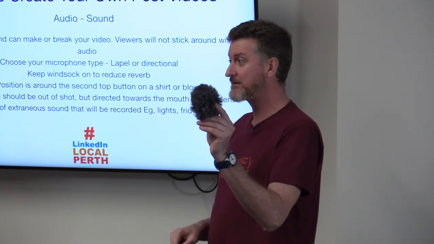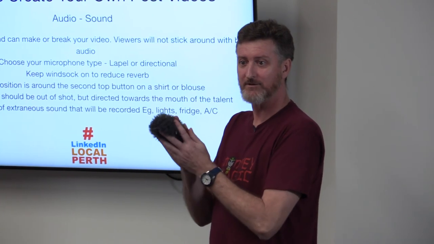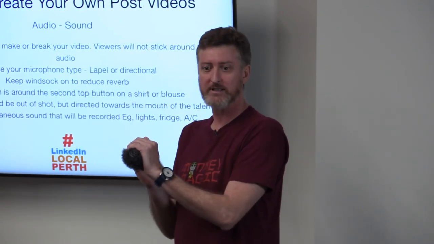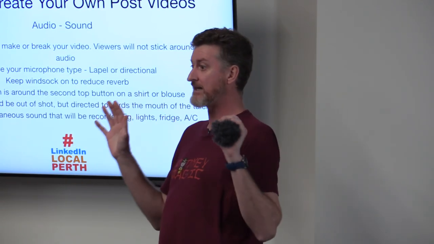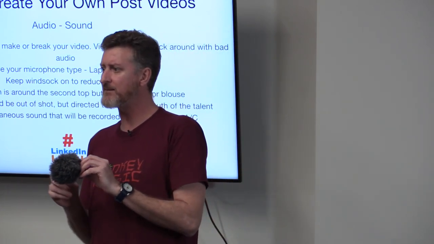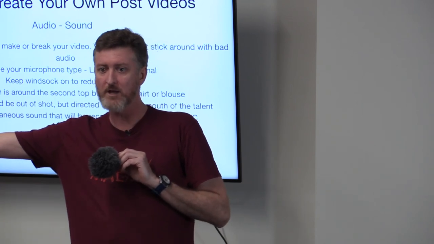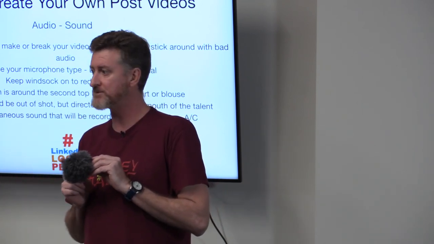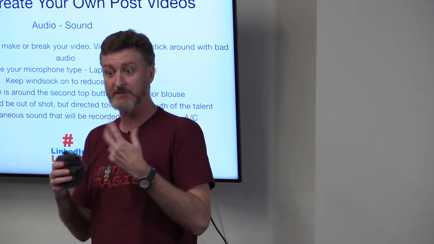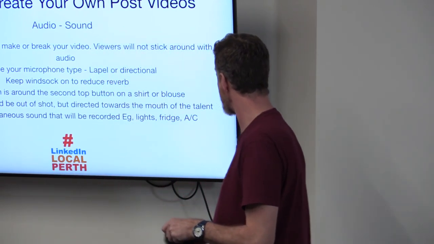Dead cat. That's what we call it, dead cat. All right, a windshield if you want to be technical. Always have it on, and I'll tell you why. If you're in a room like this where there's no soft furnishings and then you record, you're going to get a little bit of reverb because the sound comes out of your mouth, bounces off the wall and comes back and picks up on the side. So by having your dead cat on, you're going to eliminate that reverb, so you'll have even crisper, cleaner sound. Okay?